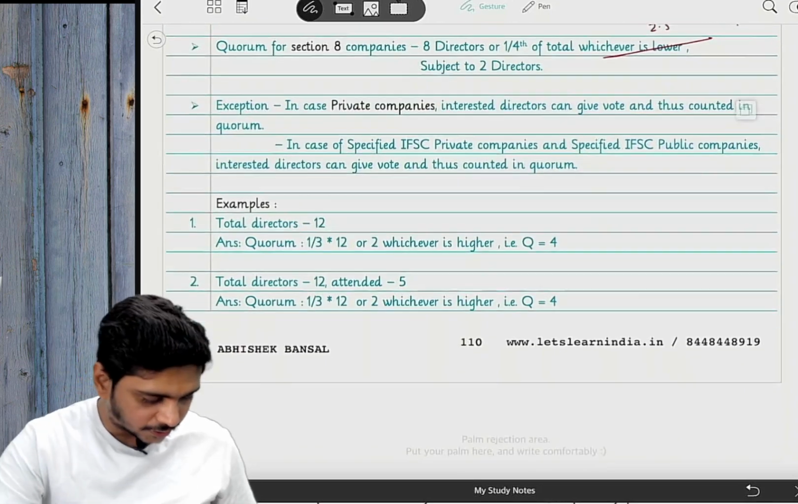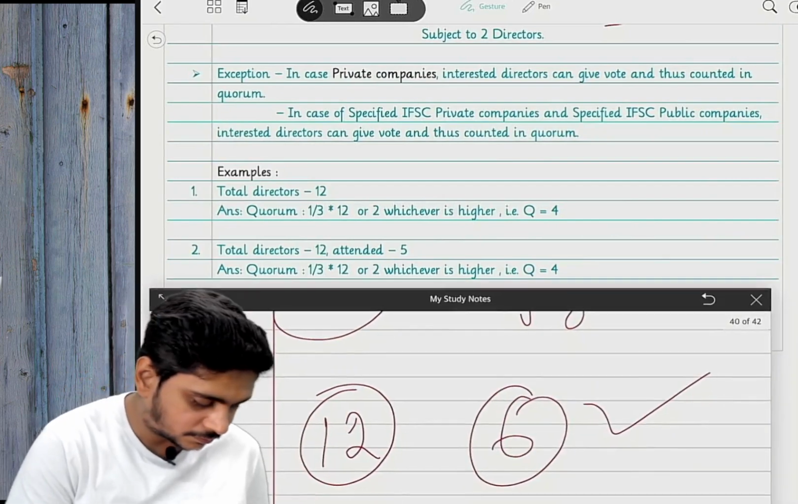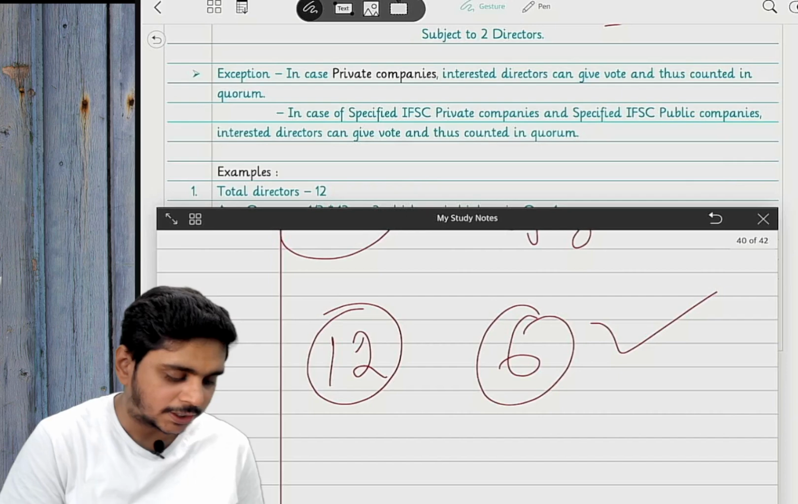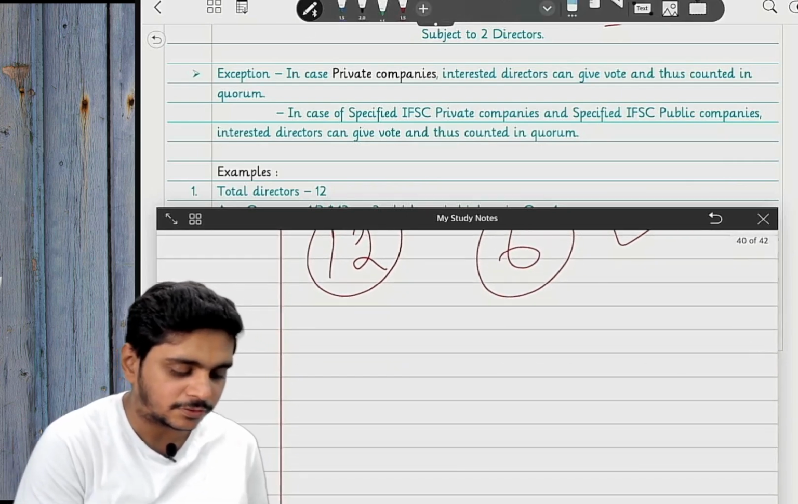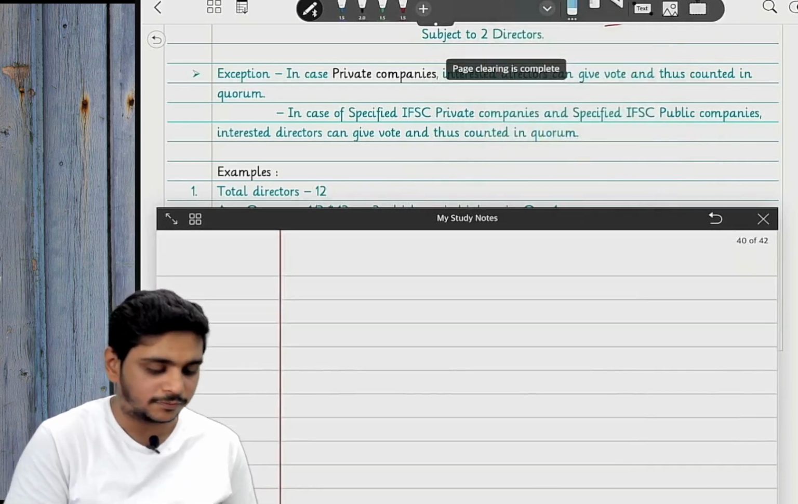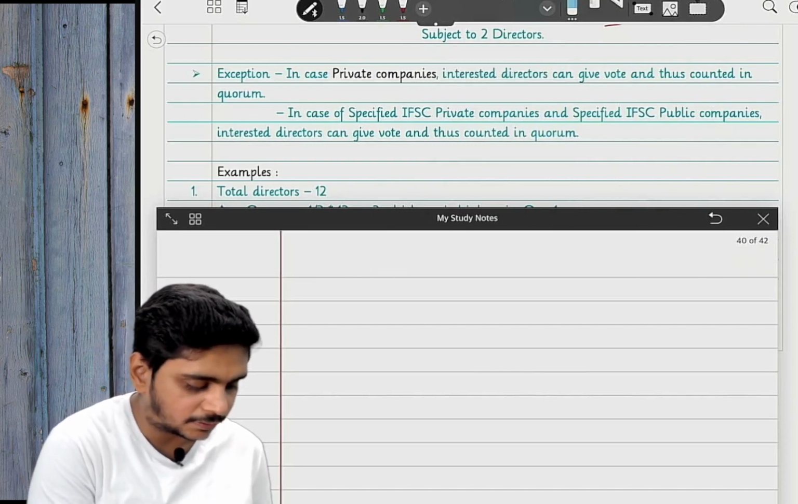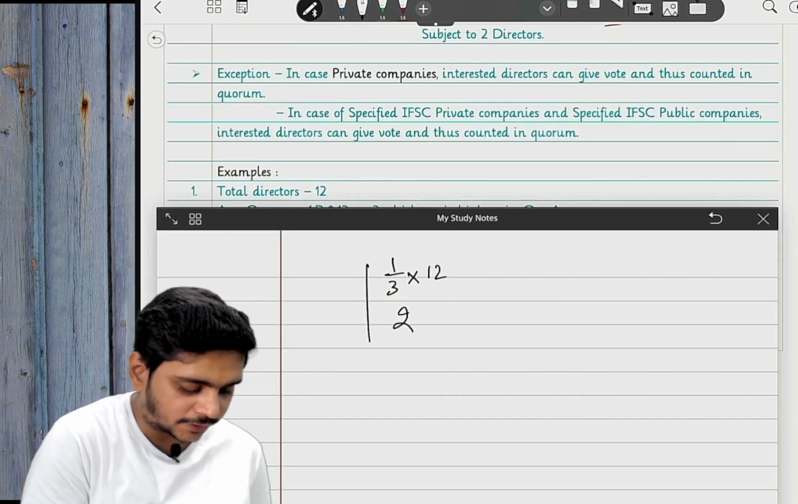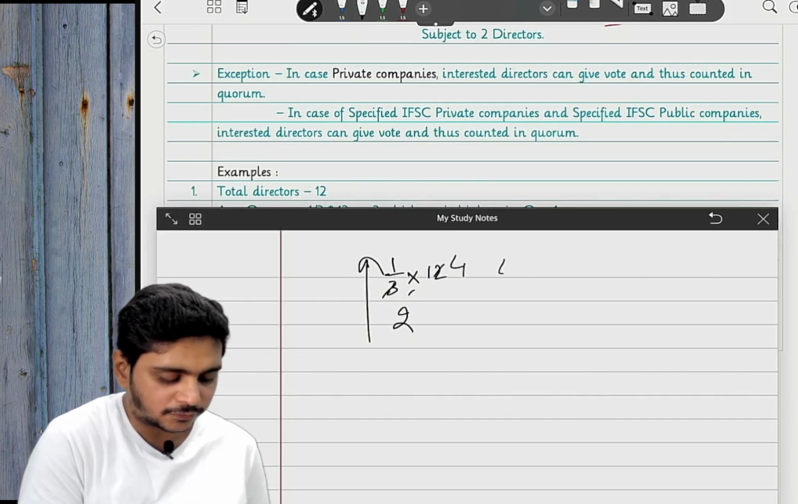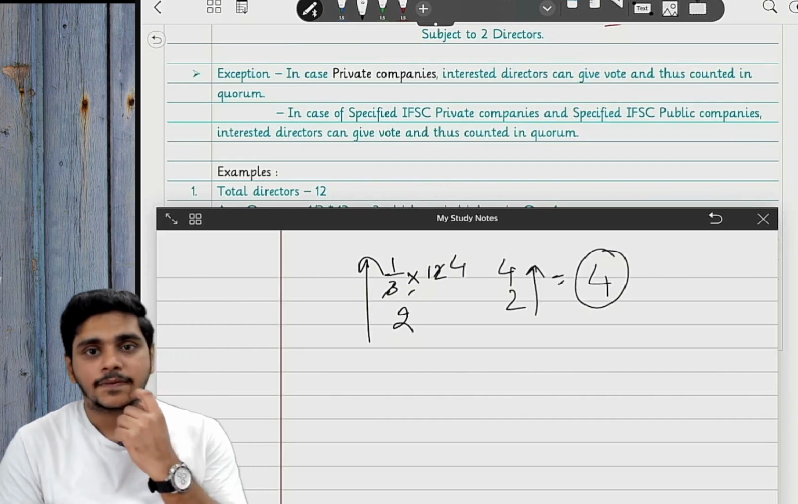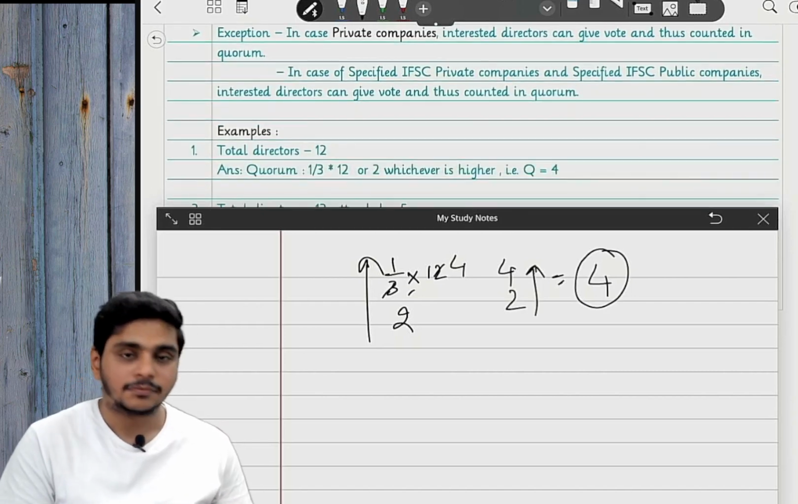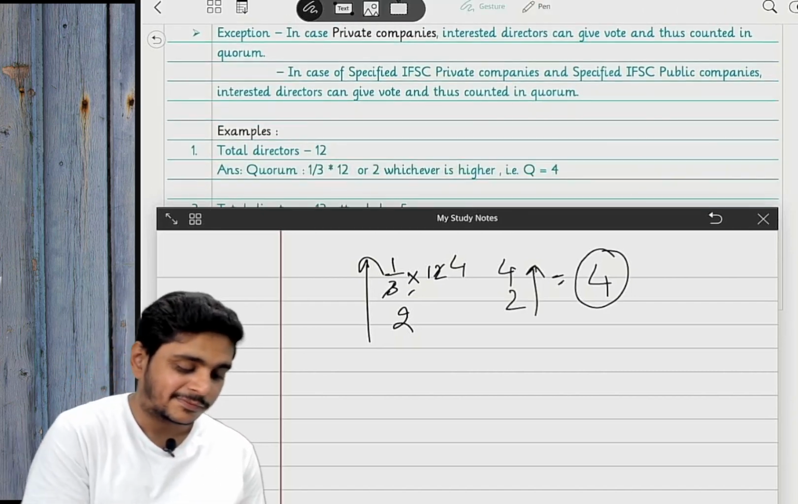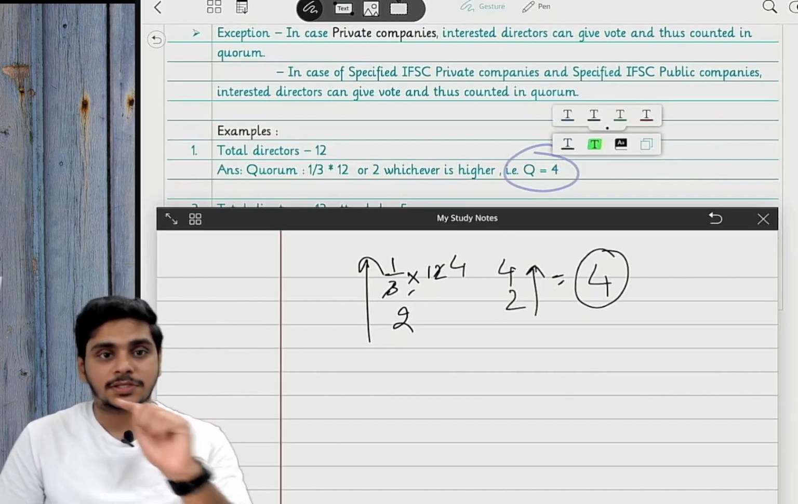Now see the illustration. Total directors are 12. Can we check the quorum? Normally you will talk about normal quorum: 1/3 of the total or 2, whichever is higher. 1/3 of 12 is 4. So 4 or 2, whichever is higher. 4 is my answer. Quorum is 4. A question like this can be asked in the exam.